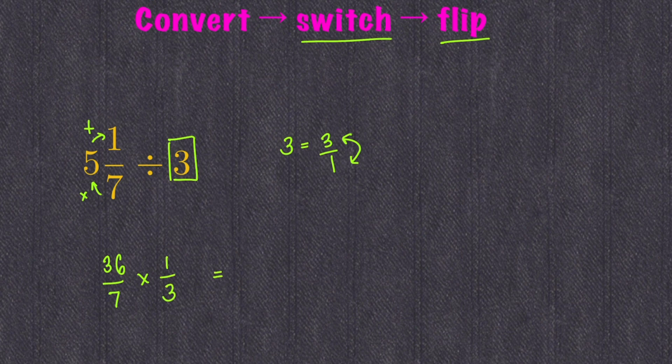Now that we have the two fractions and we're timesing, we times the numerator by numerator and the denominator by denominator. And so 36 times 1 gives us 36, and 7 times 3 gives us 21. And so the final answer for this question is 36 over 21.